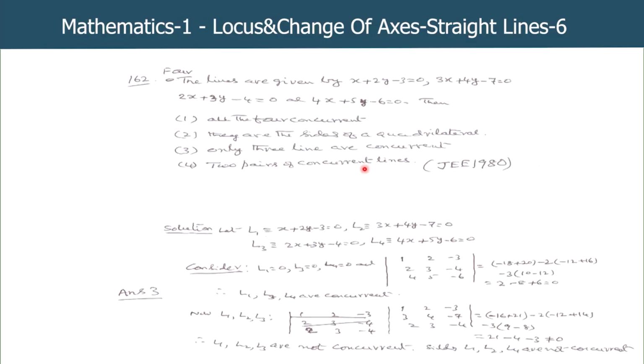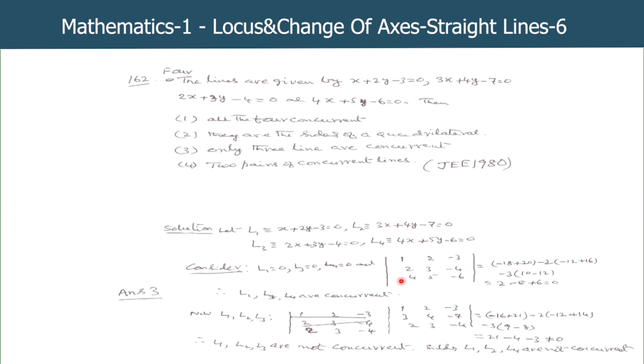So, suppose the given lines are L1 equal to 0, L2 equal to 0, L3 equal to 0 and L4 equal to 0 in the given order. Now, L1 equal to 0, L3 equal to 0 and L4 equal to 0 are concurrent only when the determinant formed by their coefficients is equal to 0.